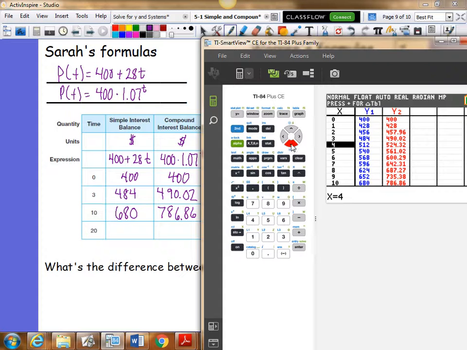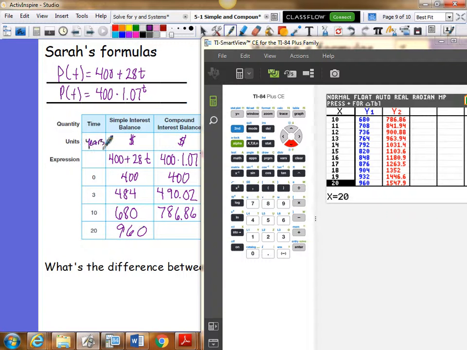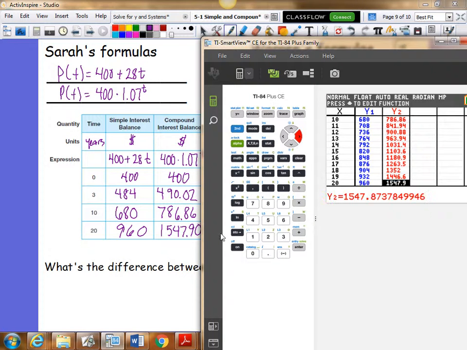Now, I need to show you something when we go down to 20. Okay, so row 20, 960 for 20 years. It looks like this says 1547.9. Oh, Mrs. Andrews, it's money. Put a 0 after it. Well, yes, except that, watch what happens when I arrow over. Do you see what's written underneath here? Okay, it's not really 1547.9. The calculator has rounded.